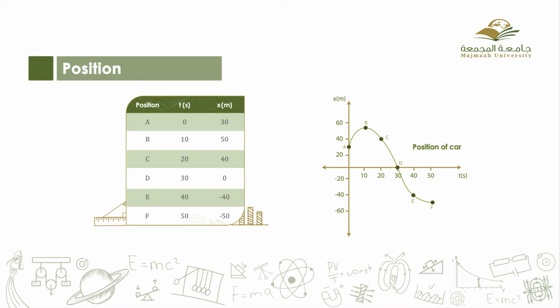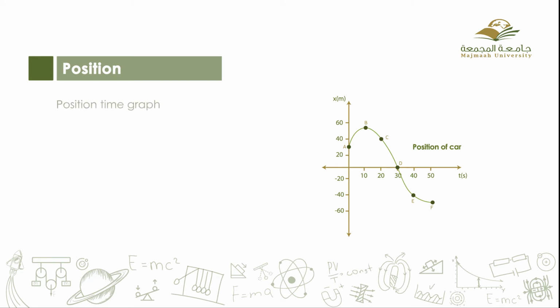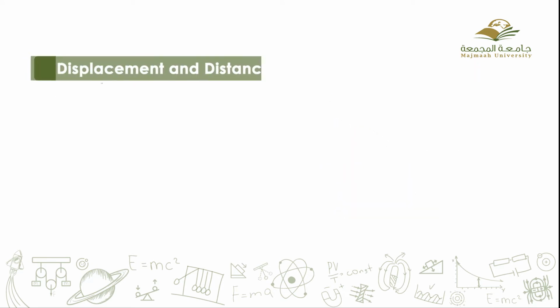So the graph will go from A to B, C, D, E, then F. You can connect the points to find the position from the reference point. So this is the position-time graph. The displacement is different from distance.